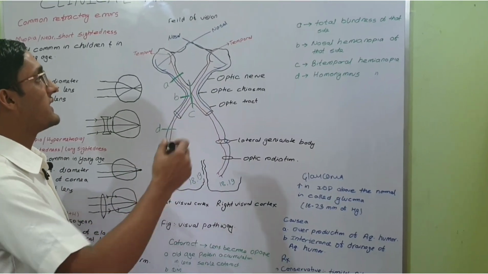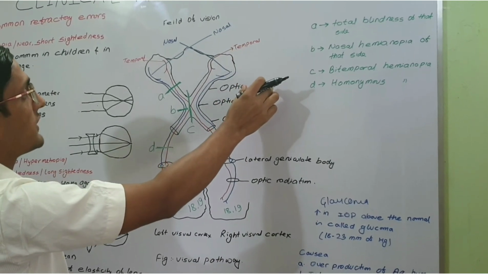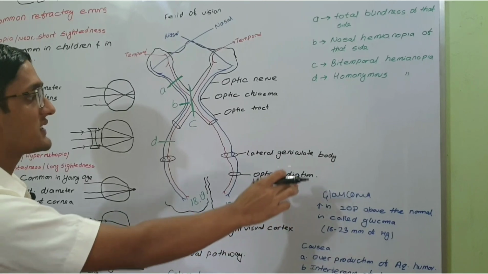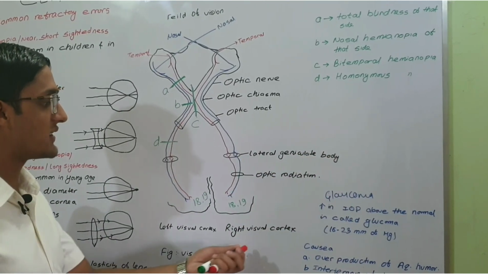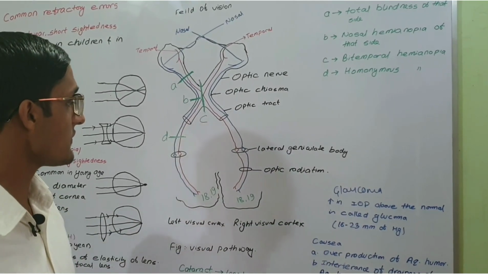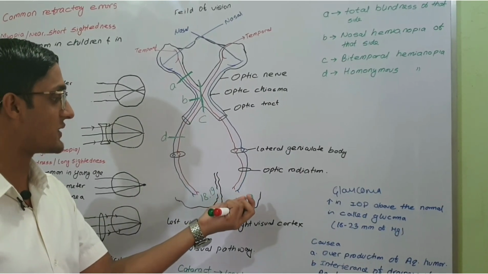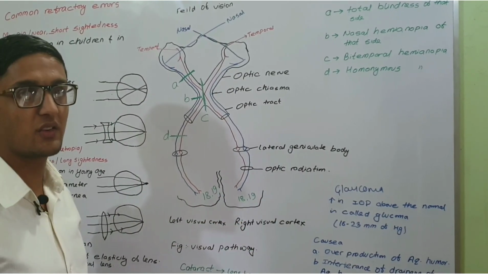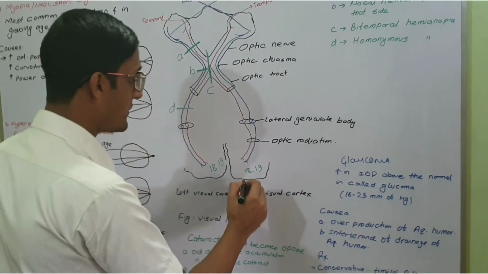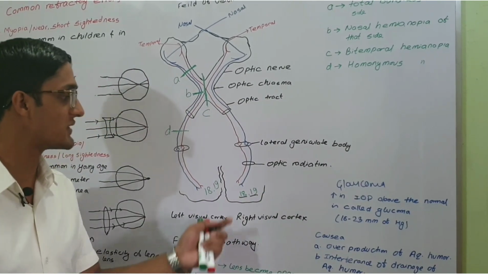When the light falls on the retina, through the optic nerve, it goes to the optic chiasma, through the optic tract, finally to the lateral geniculate body, and to the visual cortex of the occipital lobe, where the light is perceived. There are various areas present in the visual cortex. The visual areas are 18 and 19, where light perception takes place.